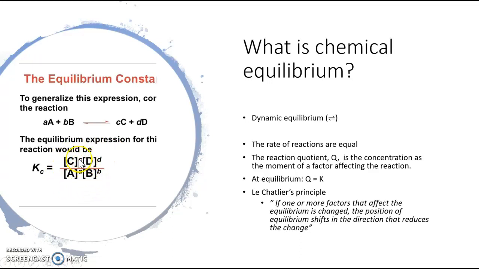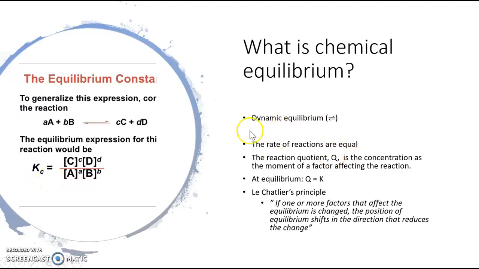And the reason why we have them raised to the power of c and d and a and b is because the coefficient number will be the order that they should be in. And that will give us the equilibrium constant, which is written as K, and the c is because this is an equilibrium constant in an aqueous solution. So this is an equilibrium constant for the concentration.